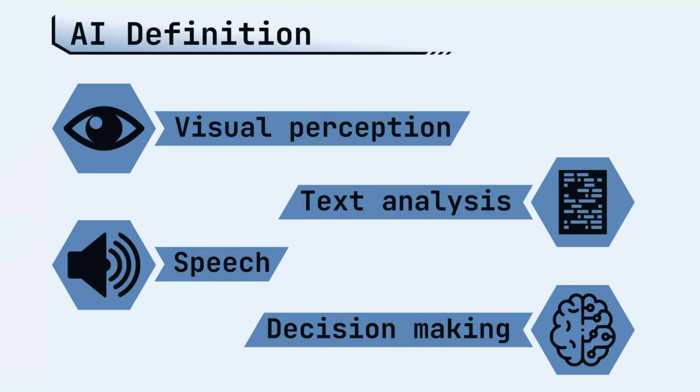Visual perception. Visual perception is the ability to use computer vision capabilities to accept, interpret, and process input from images, video streams, and live cameras. Text analysis. Text analysis is the ability to use natural language processing, NLP, to not only read, but also extract semantic meaning from text-based data. Speech. Speech is the ability to recognize speech as input and synthesize spoken output.